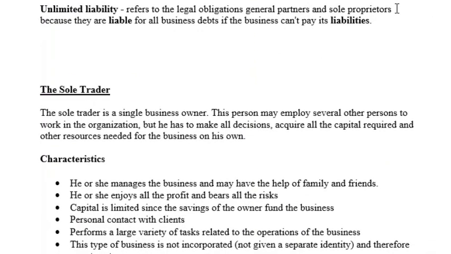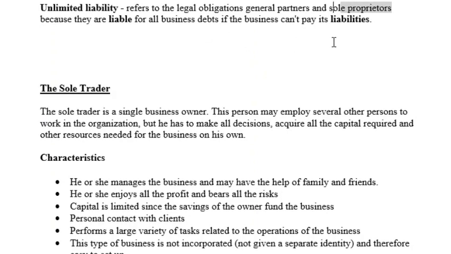So the sole proprietors are the initiators of the business, right? The sole proprietors are the people that create the business, right? So everything really falls back on them. They are liable for the business failures. They are liable for everything. So if the business cannot repay debts, they're really responsible for that. That's why I mean unlimited liability. They are liable for all business debts if the business cannot repay its liabilities.